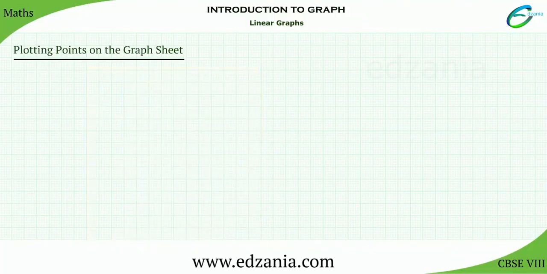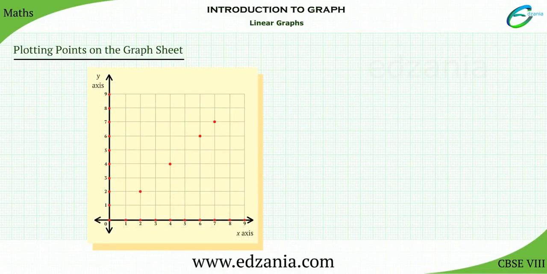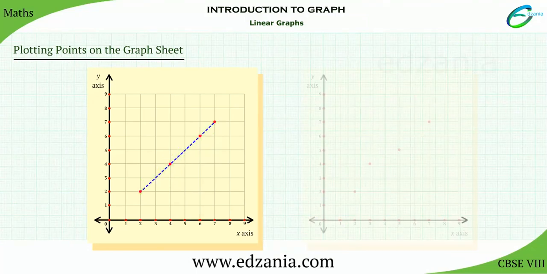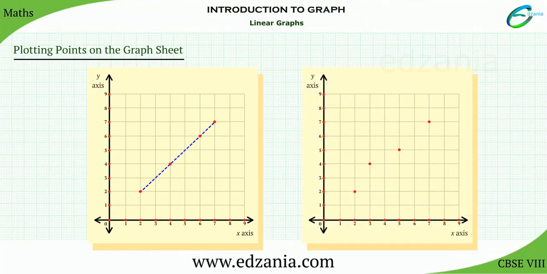Observe this graph. Some points are plotted here. Let's join these points. Observe that these points lie on a straight line. Now let's consider the points shown on the graph. As you can see, these points do not lie on a straight line. Thus, if we obtain a straight line after joining the points, then it will be a linear graph.